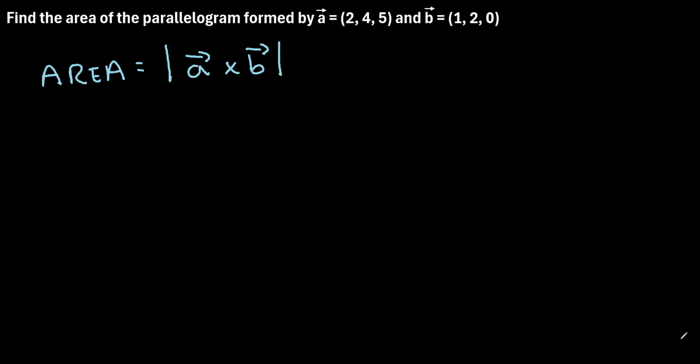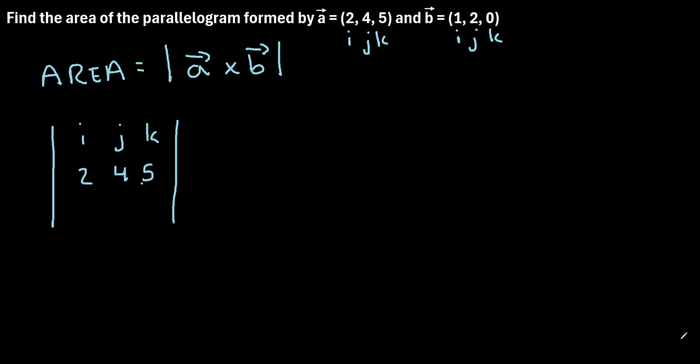So first we need to find the cross product, and then we need to find the magnitude of that cross product. So to find the cross product, we can form a 3 by 3 matrix where the first row contains I, J, and K. And these I, J, K values will correspond to the values from the vectors. So we'll write I, J, and K. So the second row right here will just be the values from vector A. So we'll say 2, 4, 5. The third row will contain the values from vector B, so 1, 2, and 0.